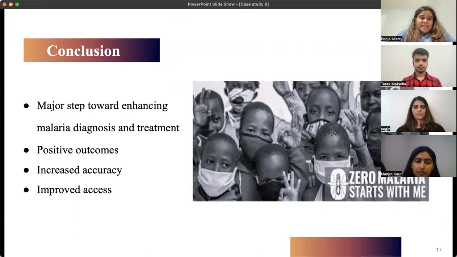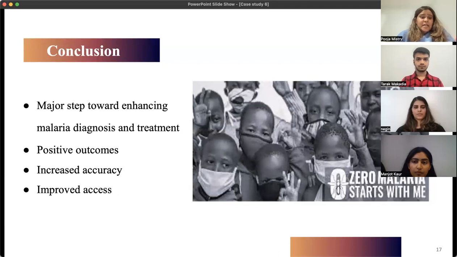First is enhanced accuracy. RDTs have established themselves as a trustworthy method for diagnosing malaria, delivering precise findings quickly. This has made it easier for medical professionals to recognize and efficiently treat malaria cases. The second one is improved access. Access has been improved because of the installation of RDTs, especially in rural and underserved parts of Swaziland. This has made it possible for more people to get quick diagnosis and the right treatment.